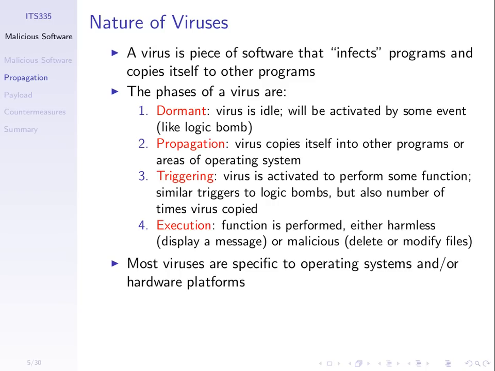And it can be specific to particular versions of programs that they're trying to infect. Because the virus will need to take advantage of some knowledge of how the program that it's infecting works. And that's usually specific to the particular OS, the version. But in some cases it may be general. The virus may work across multiple versions, and even across multiple operating systems. It's possible, but it's just harder to do.